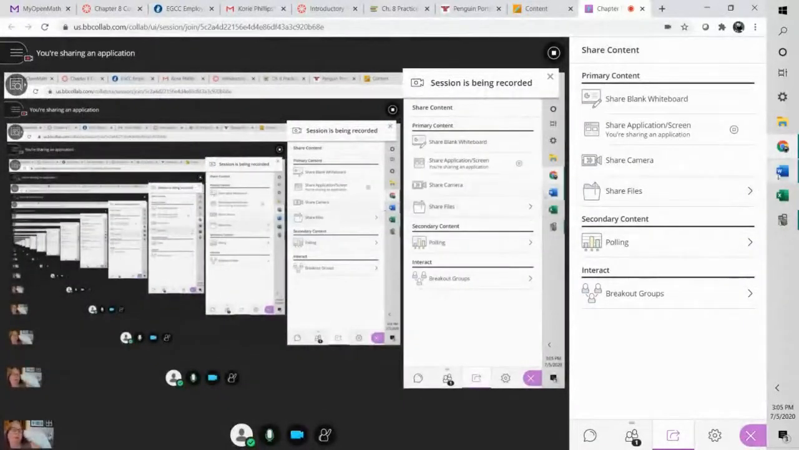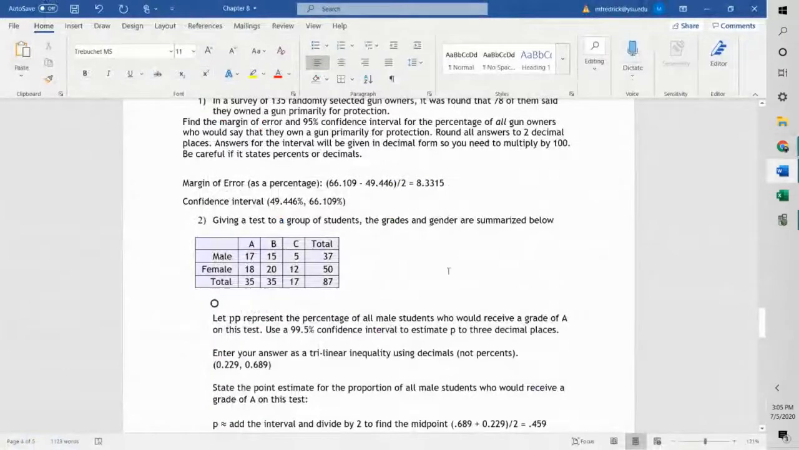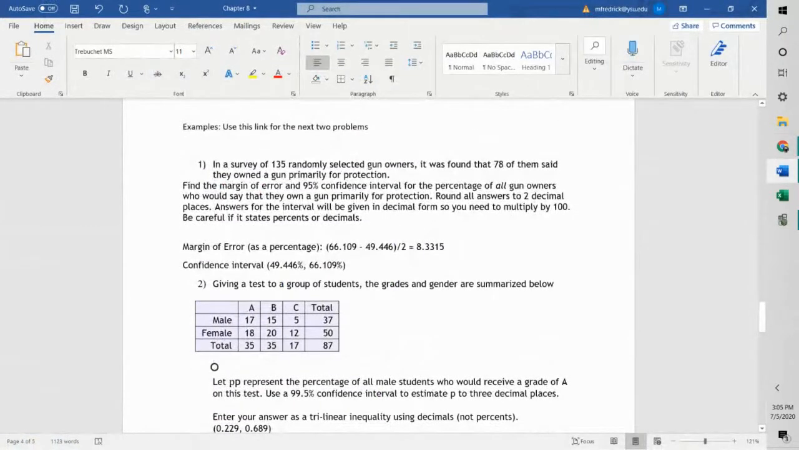Hello. For Chapter 8 proportions, there's a few problems that I'll show you with the calculator.